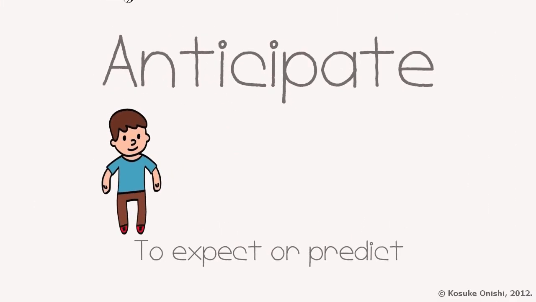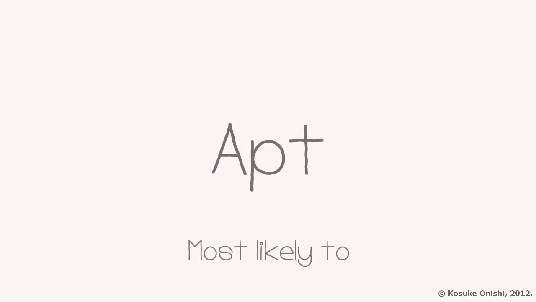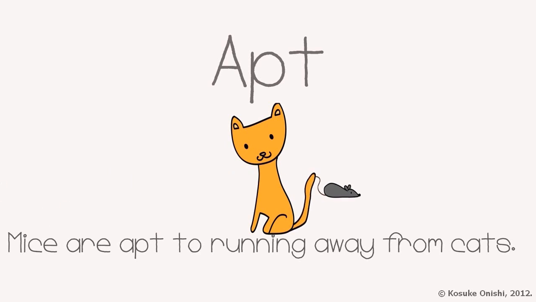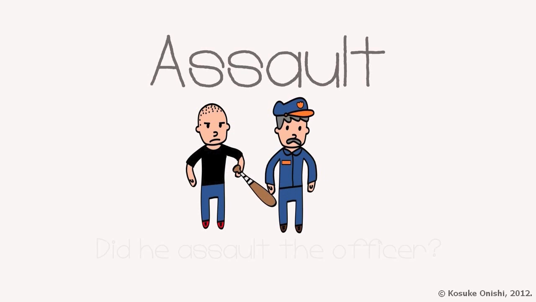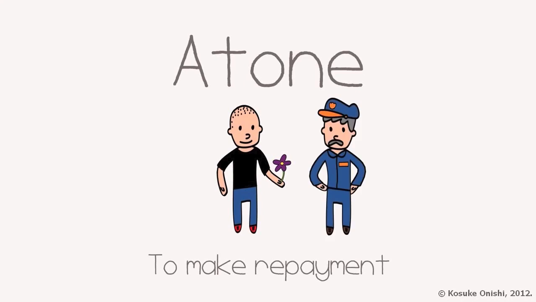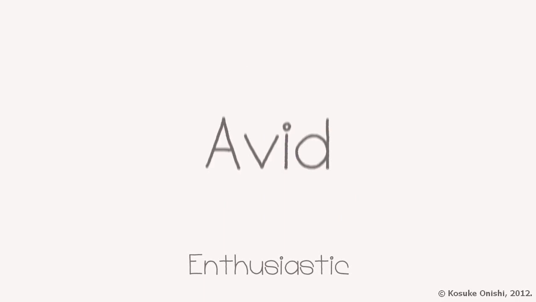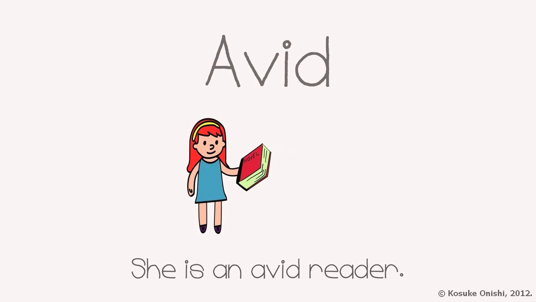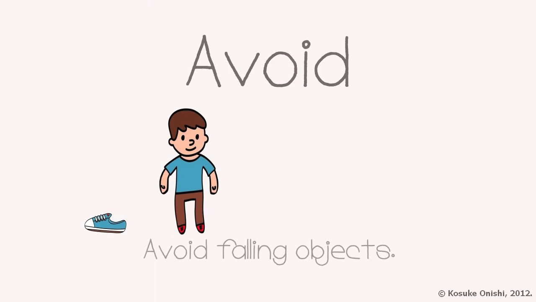Anticipate. To expect or predict. He can anticipate what will happen next. Apt. Most likely to. Mice are apt to run away from cats. Assault. To attack. Did he assault the officer? Atone. Make repayment. He is trying to atone for his mistake. Avid. Enthusiastic. Energy-filled. She is an avid reader. Avoid. Stay away from. Avoid falling objects.